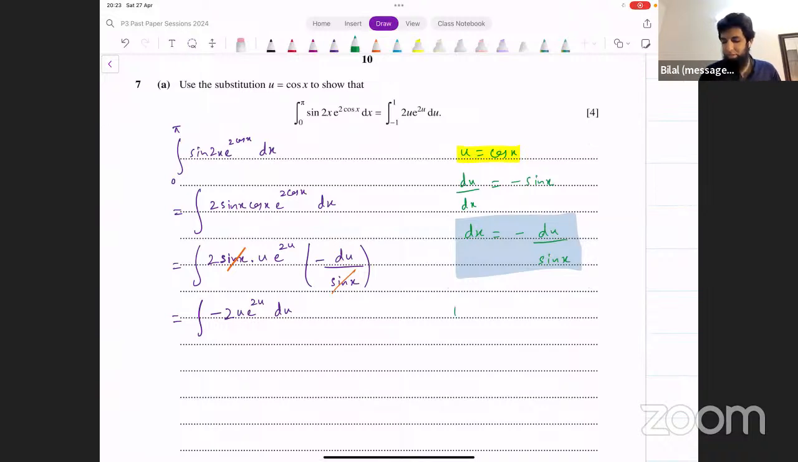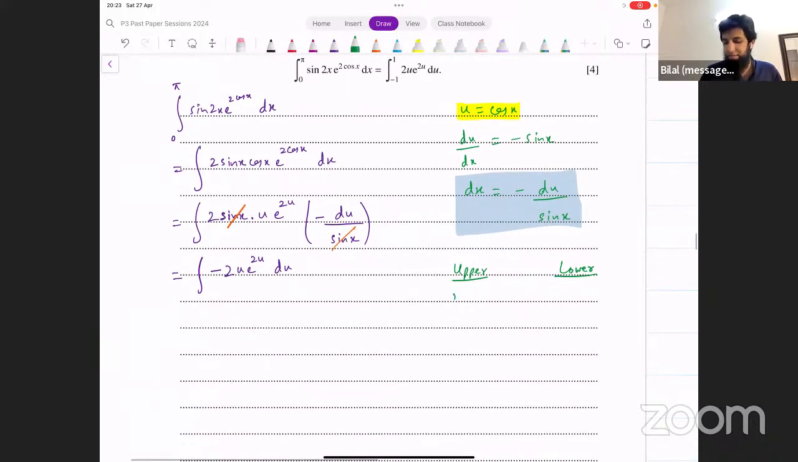Write the upper limit separately and the lower limit separately. Upper limit and the lower limit. This is important. Otherwise, you can end up mixing them up sometimes. Upper limit originally was pi. So we say x equals pi was the upper limit and x equals 0 was the lower limit.